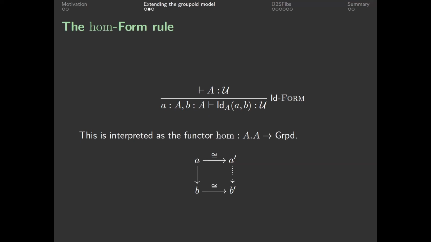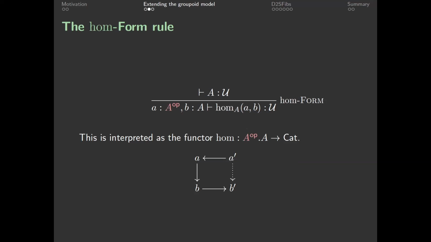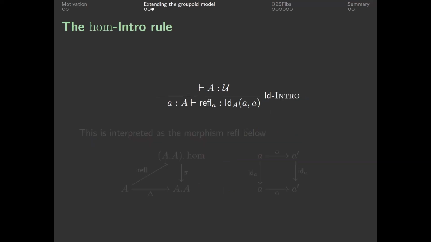So if we want to do this for categories instead, we again see every instance of the word groupoid or identity and replace it with the word Cat or hom. Except that this is not working that well because, of course, the hom functor is not of this signature. It rather has to consider A op. So this forces us to introduce an op type constructor. So this works well. The more interesting rule is the introduction.